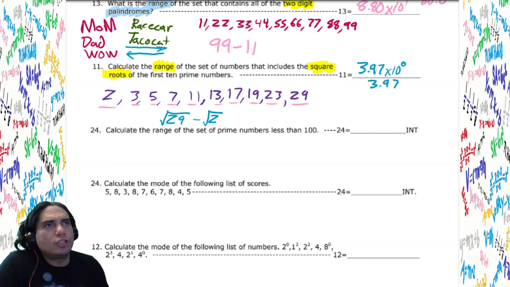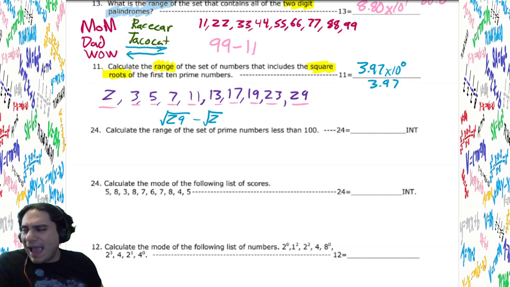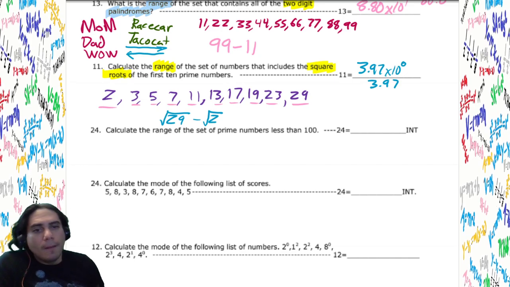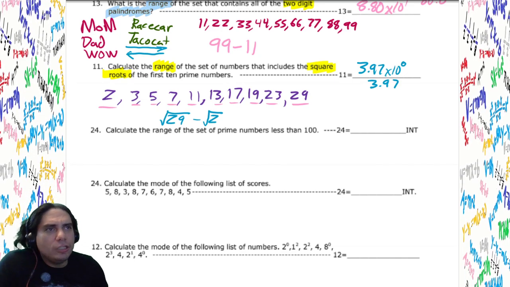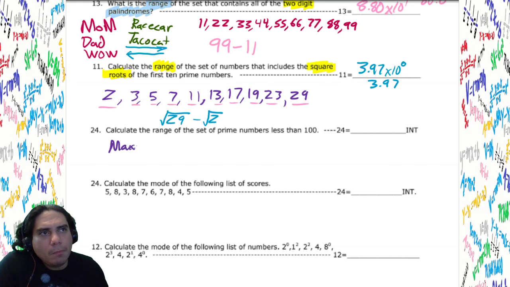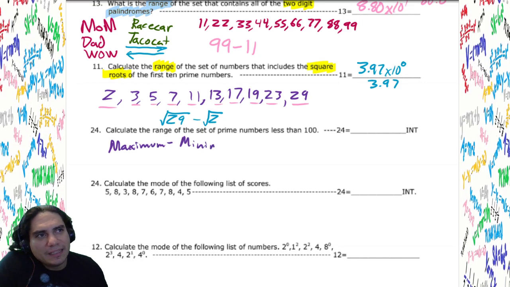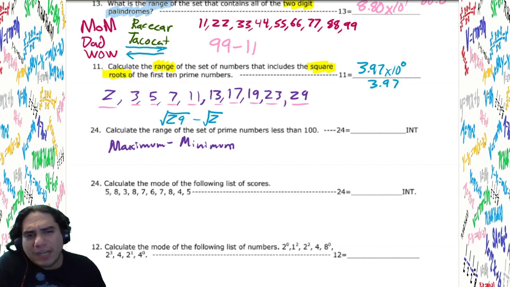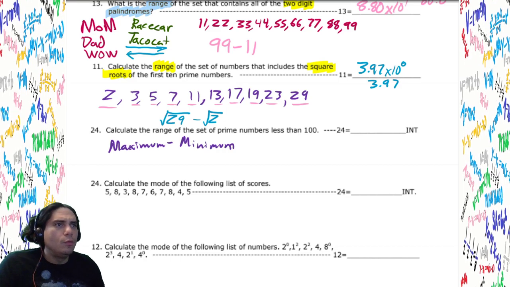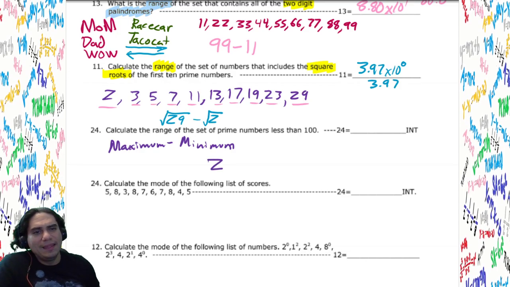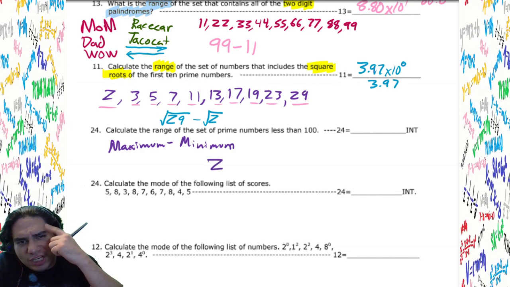Now, of course, Mr. Delgado, you're telling me right now, hey, I got to write all the prime numbers again. But if you know the vocabulary, you know it's just the maximum minus the minimum, all right? So we don't have to write them all if you already know our minimum. What's the smallest prime number? 2, all right?